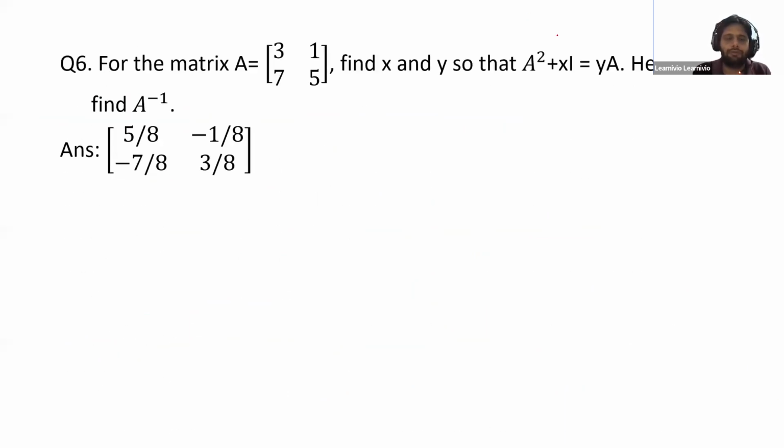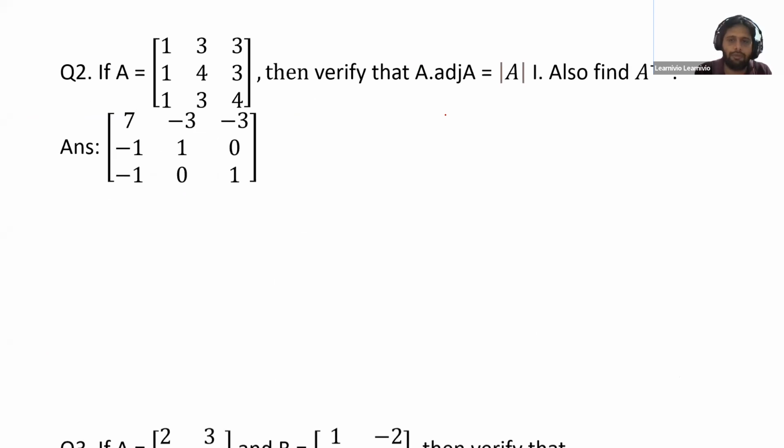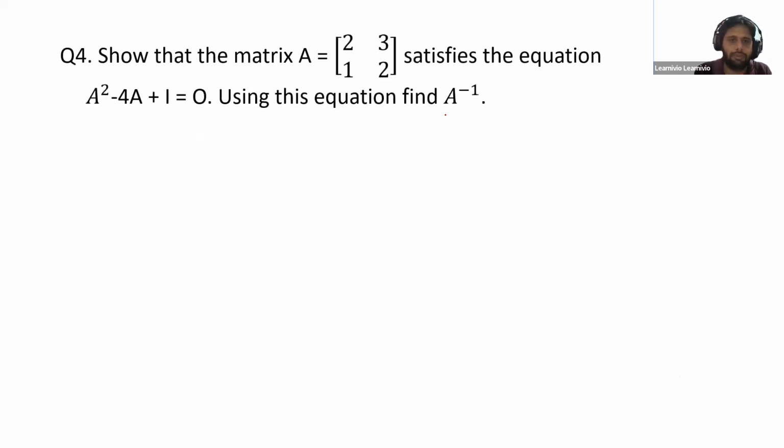Okay, so the next is for this matrix, please find x and y so that A square. So this question has two parts. First thing, can you tell me how we have solved this question? Yeah, this one, question number 4. Can you tell me how we have solved this one? So first we will find, by the equation we will multiply by A inverse and then we'll get the equation.